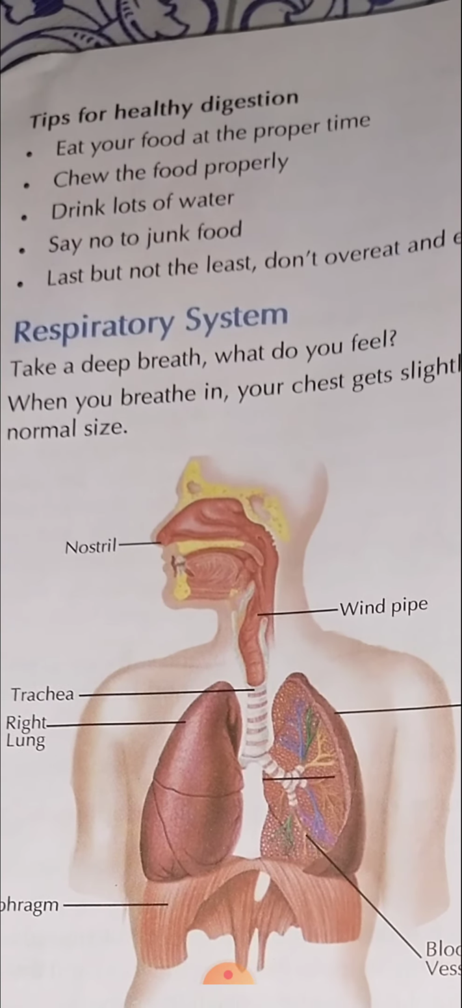Now, tips for healthy digestion. What you need to do for healthy digestion: eat your food at the proper time. Chew the food properly. So many students I have seen, they just put the bite in their mouth and swallow without chewing it. Drink lots of water. Now summer has started, so you have to take care of the water. Say no to junk food. Avoid junk food because that is not healthy. The digestive system has to work a lot to digest junk food. Last but not the least, don't overeat and eat healthy.